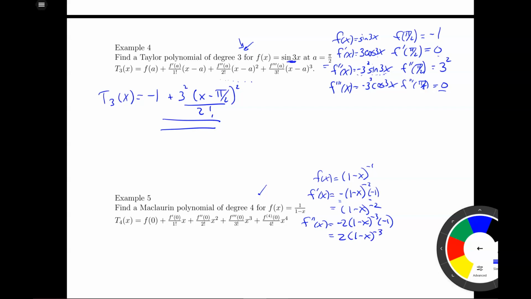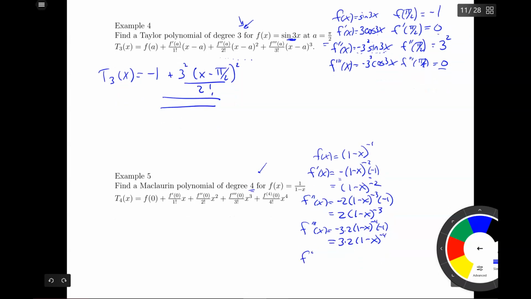How many derivatives do I need to go to? 4. So here's my third derivative. So I get a negative 3 times a 2, 1 minus x to the negative 4 times another negative. So you can see it's always turning positive. So one more derivative here. So I get a negative 4, 3, 2 times a 1 minus x to the negative 5 times negative 1. So that's 4 times 3 times 2.